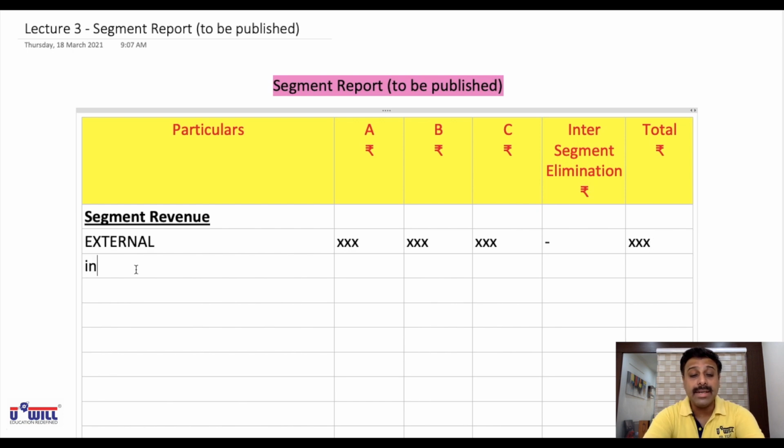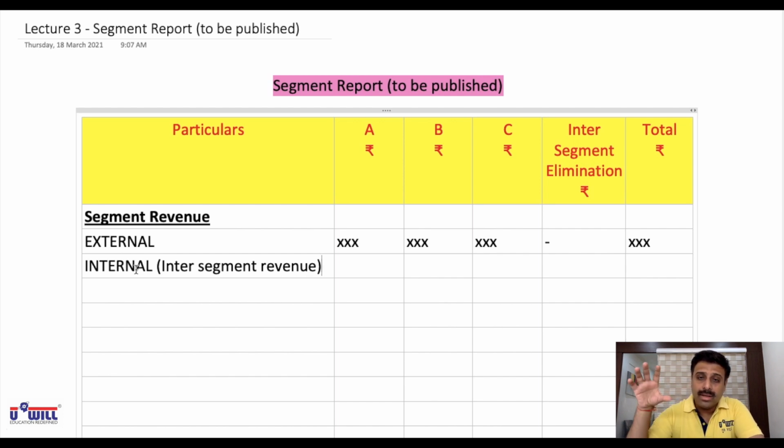Then after external, internal. Internal means inter-segment revenue. So if suppose segment A supplies goods to segment B, then that is called inter-segment revenue. For example, I'll give you an example. Suppose you go to buy some t-shirt, jeans, shoes, belts, etc. in Vadodara Central at Baroda, and you find that the particular piece you require, your size is not available. Suppose your size of the shirt is 40 and same pattern, same particular company and brand, 42 size is available, 38 size is available, but 40 is not available.